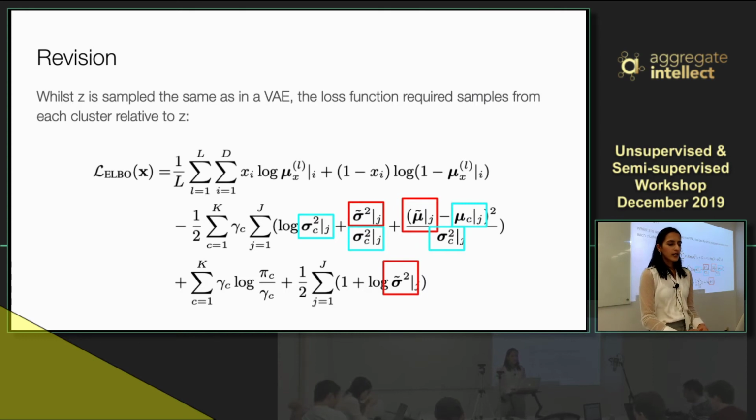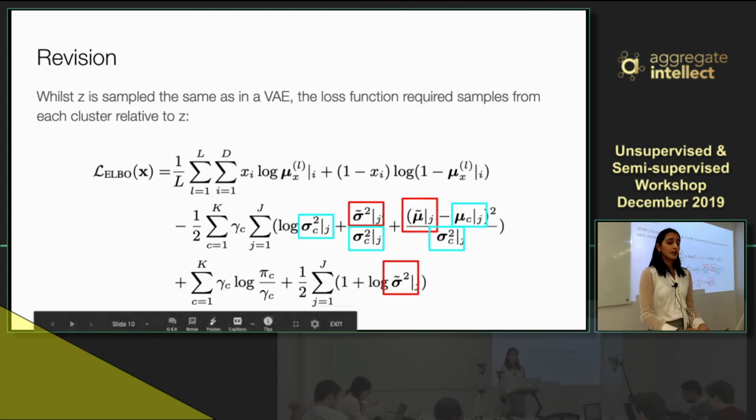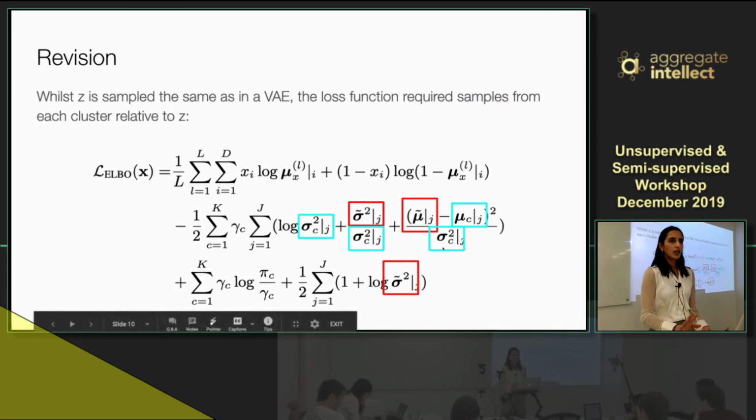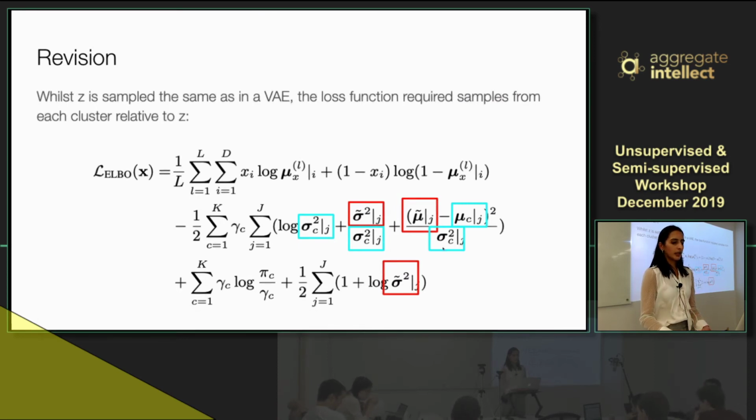When I was looking at this equation again after I'd implemented it, these red variables here are the ones from your latent space, from the encoder. And these blue cyan variables here are the clustering variables. So these are the variances for the latent space, the mean for the latent space, and then this is the mean for the cluster space and the variance for the cluster space. It'll all come together when you start implementing it, I believe.